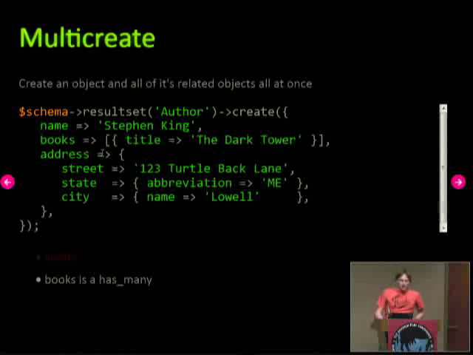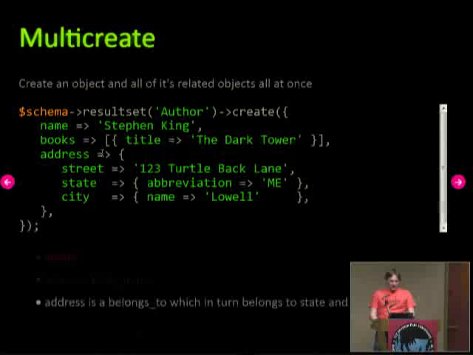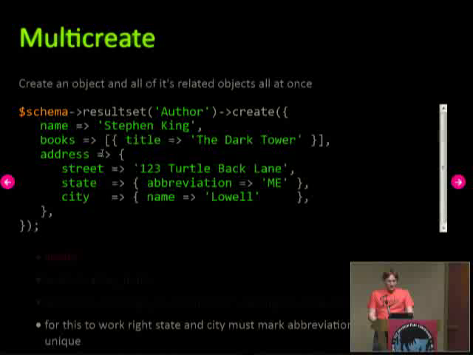I didn't list books. So the way that these things work is you define unique constraints. Like for city and state, for that to work, you have to say the abbreviation in state is unique and the name in city is unique. And if DBIx class knows that it's unique, it'll check the database first. So you tell it, hey, the title of a book is unique, which isn't really true. But if we could pretend that it were, that would take care of that for you.